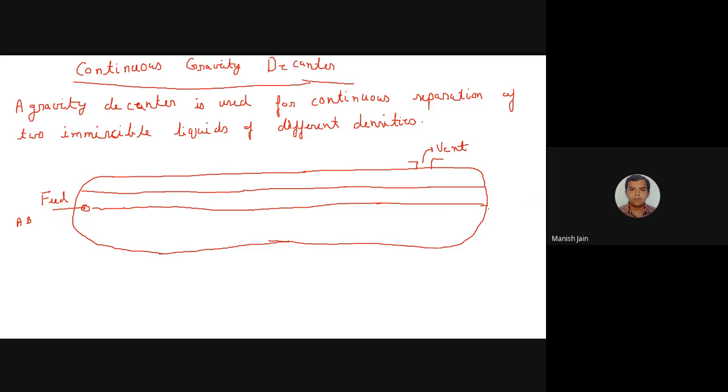Okay. Suppose the height of the bottom layer, or high density fluid layer, is ZA1, and the height of the top layer is ZB. This is the ZB. At the top of the layer, you have a vent. So, yahan par aapka ek vent hai.